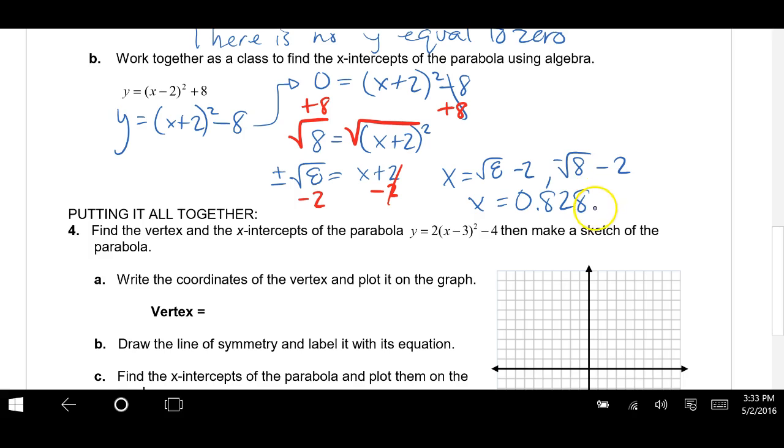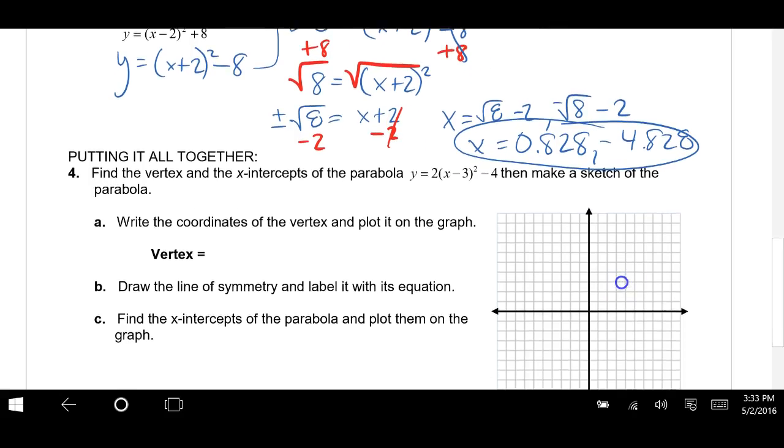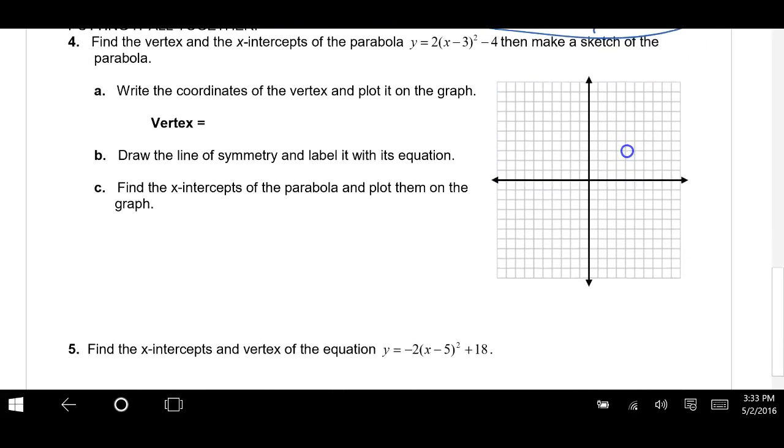Oops, sorry. Okay, and there's your answer. So again, the key step was getting rid of this 8 and moving it to this side, making it equal 0. Then we added the 8 to get rid of it, and then we took the square root. Okay. So now let's look at this problem here.